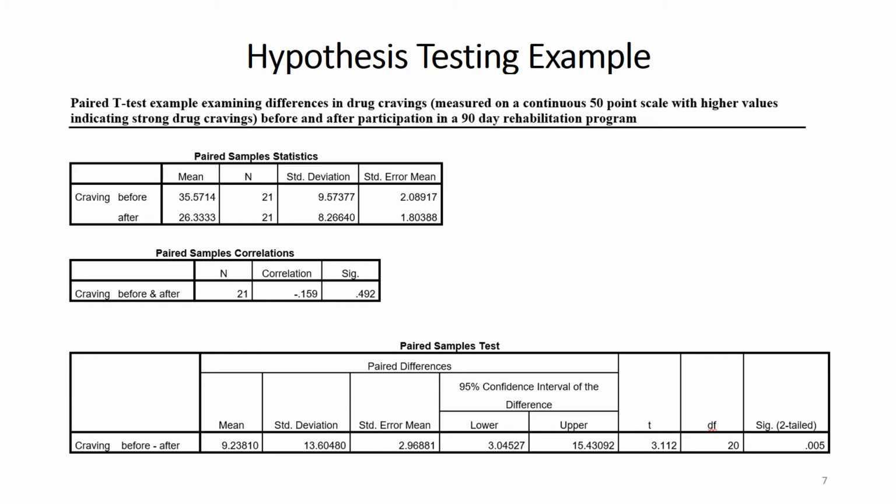Looking at that paired samples statistics box, you'll notice in the mean column, that is for the sample, the average drug cravings at the 2 time points. And it appears that people had higher levels of drug cravings in the before measurement than they did in the after, right? The before had 35.57 as a mean, whereas the after had dropped down to 26.33. So just like we've done with other hypothesis tests, we see a difference there, right? We see a reduction in drug cravings, but this is sample data.